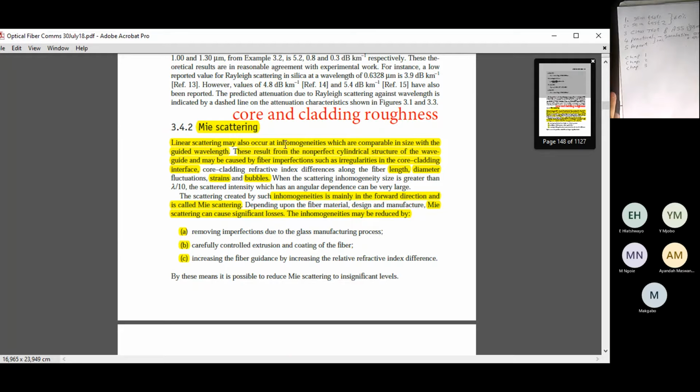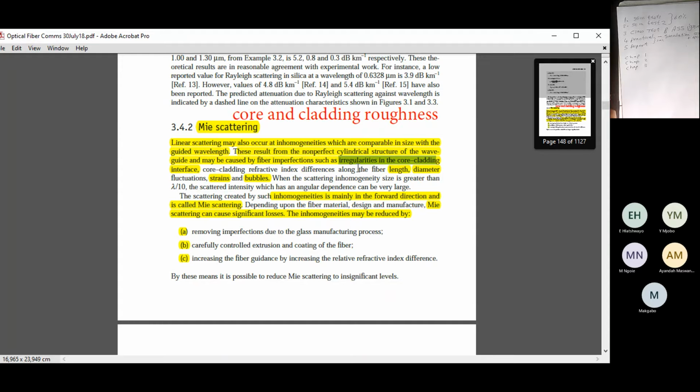So linear scattering also occurs due to inhomogeneities and results from irregularities in the core-cladding interface. Here it is. There's irregularity on the core-cladding interface. So it's between the core and the cladding. Mie sits there. Remember that. Rayleigh doesn't sit there. They are inside the glass all over, but this one is on an interface.